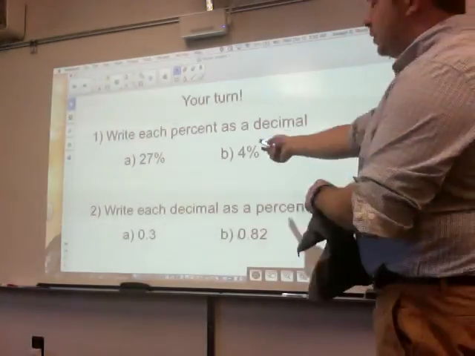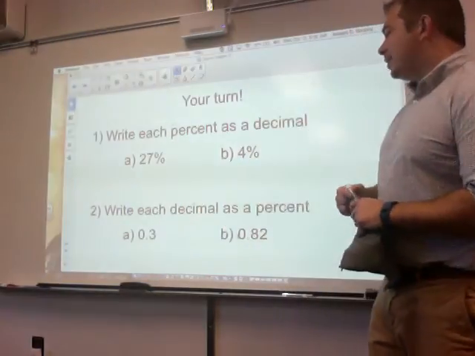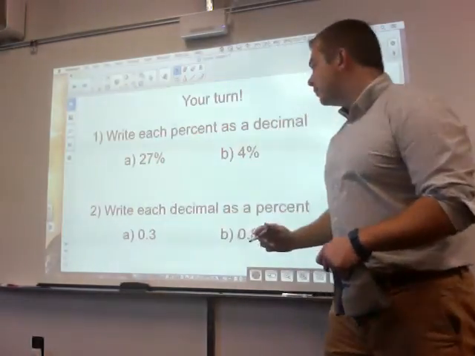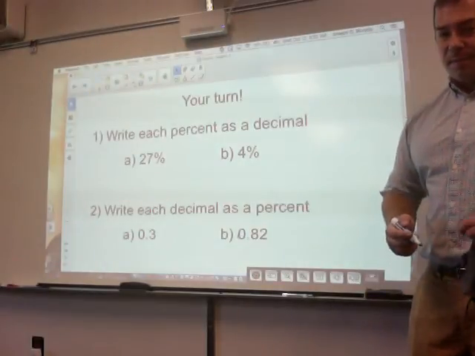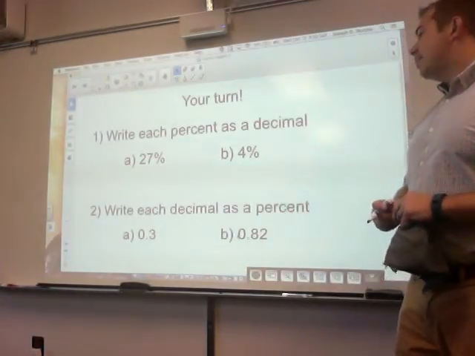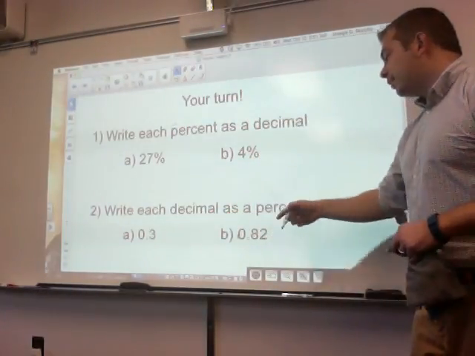Now it's your turn. You have 4 problems total for number 1. Write each percent as a decimal. 27%, you're going to swoop it 2 to the left. 4%, 2 to the left. You might have to annex a 0 there. I think you will. Now number 2, write each decimal as a percent. 2 to the right. 2 to the right. I think you got this.